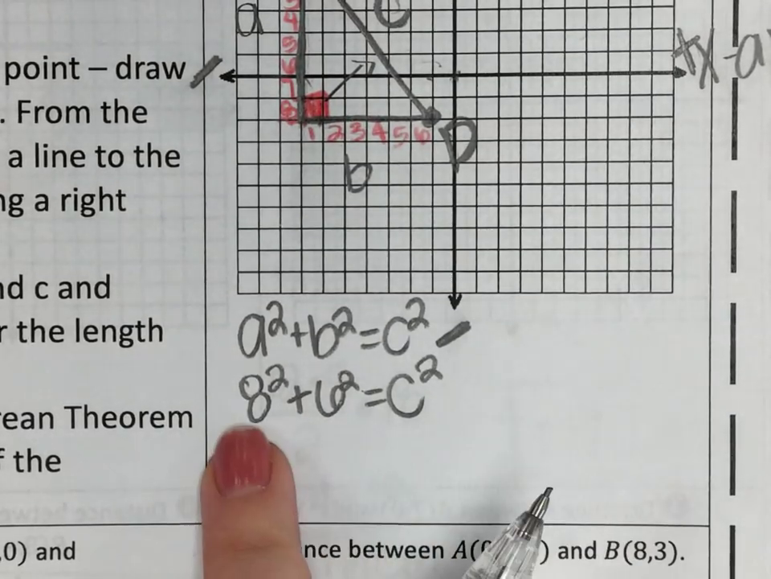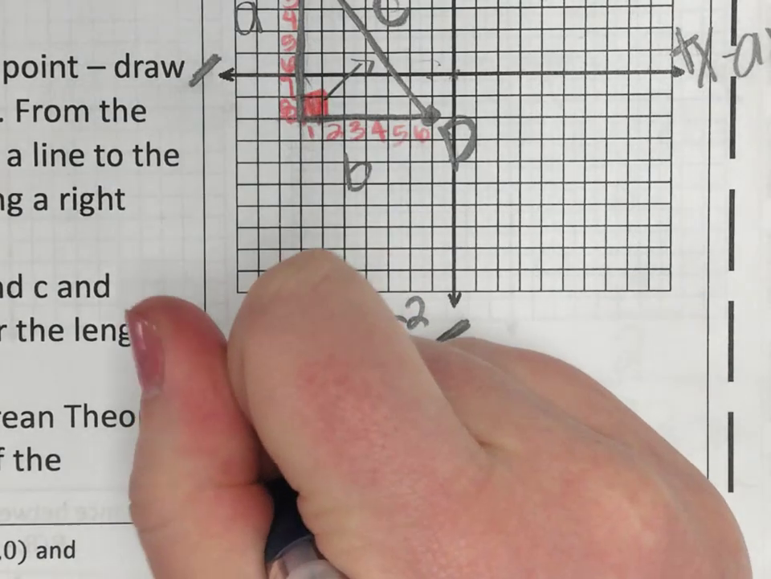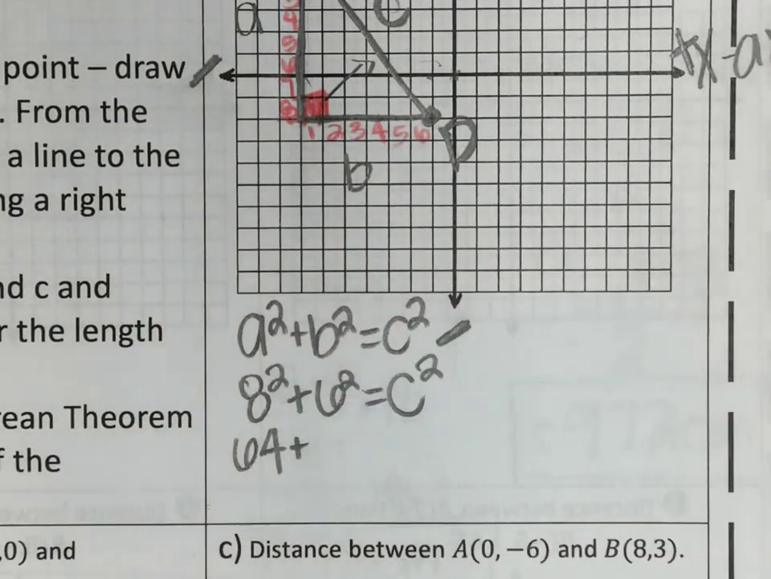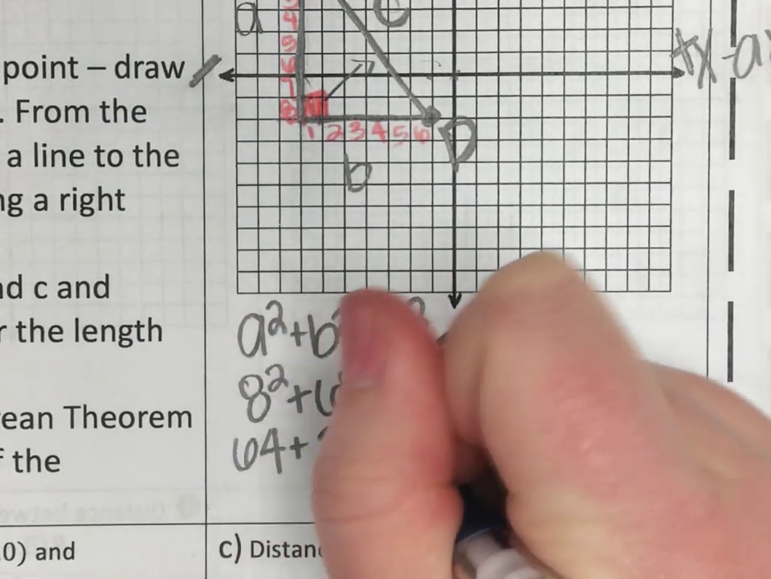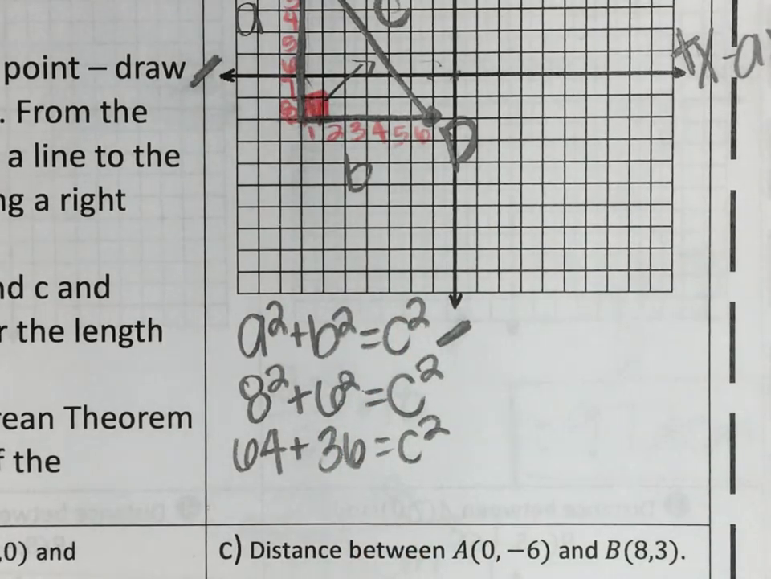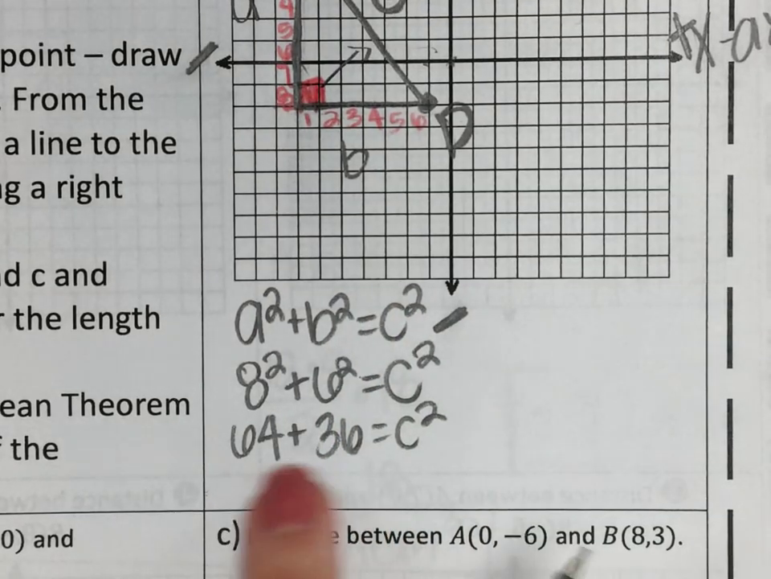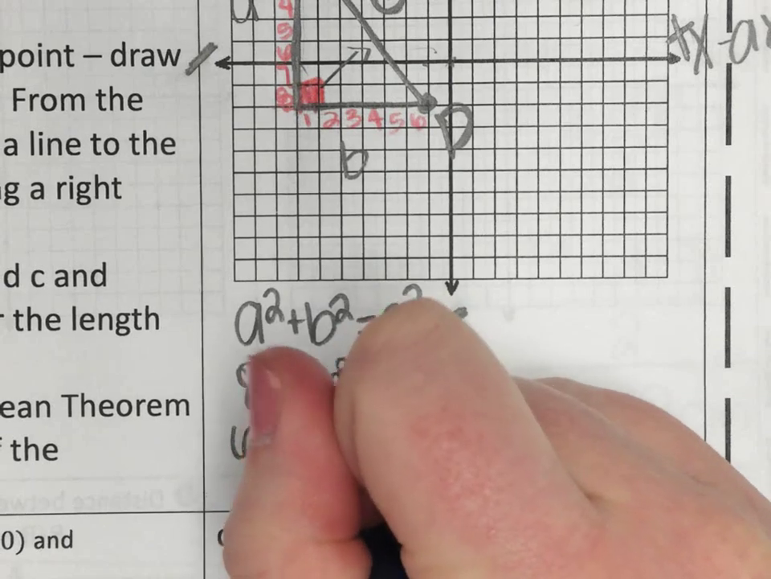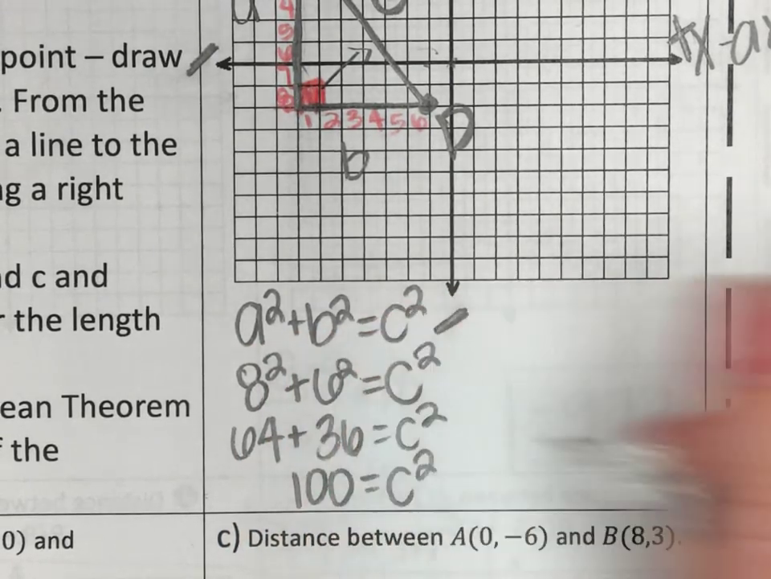Y'all should have these memorized. What is 8 times 8? 64. What's 6 times 6? 36. Is equal to C squared. And now I just have to add them. It's 100. Good. 100 equals C squared.